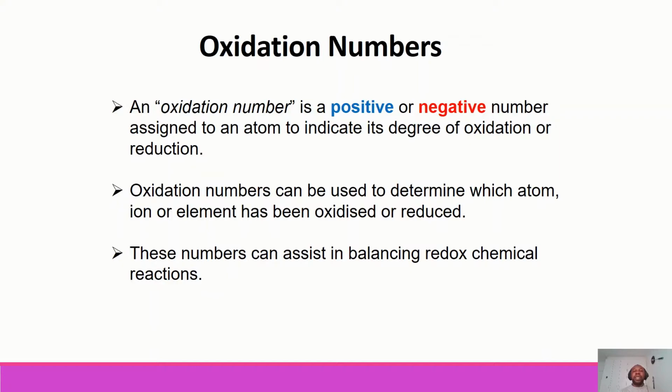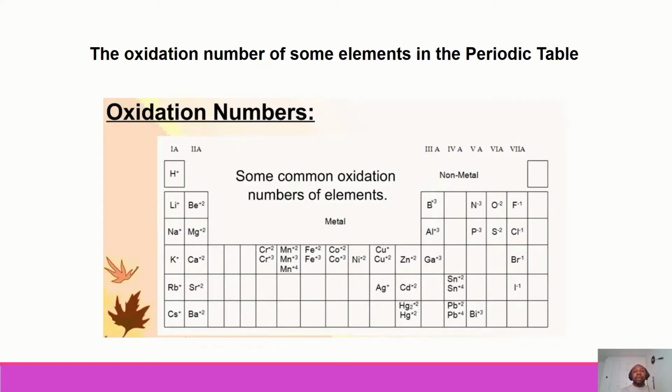So these numbers can assist in balancing redox chemical reactions. By the time we get to redox chemical reactions, you will see how we're going to use these numbers to balance the equation. So oxidation numbers of some elements in the periodic table, I'm very sure that we are familiar with some of them.